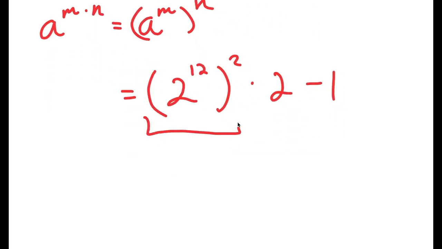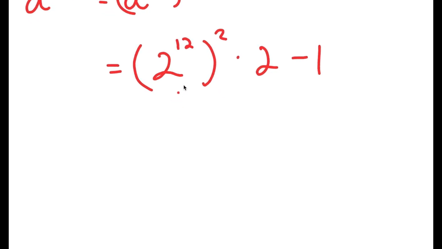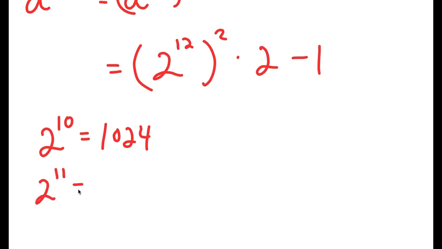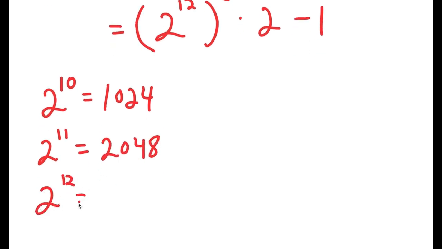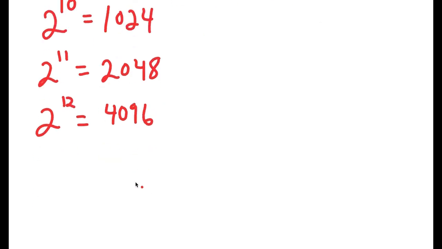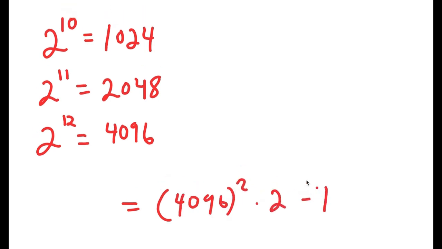So now I'm going to plug in the actual value of 2 to the power of 12, because 2 to the power of 12 is small enough where we know the exact value of it. If you don't know what 2 to the power of 12 is, well, 2 to the power of 10, you should always remember this as 1024. So 2 to the power of 11 is going to be double of 1024, which is 2048. And 2 to the power of 12, which is the value we're looking for, is going to be double of 2048, which is 4096. So now I get 4096 squared times 2 minus 1.